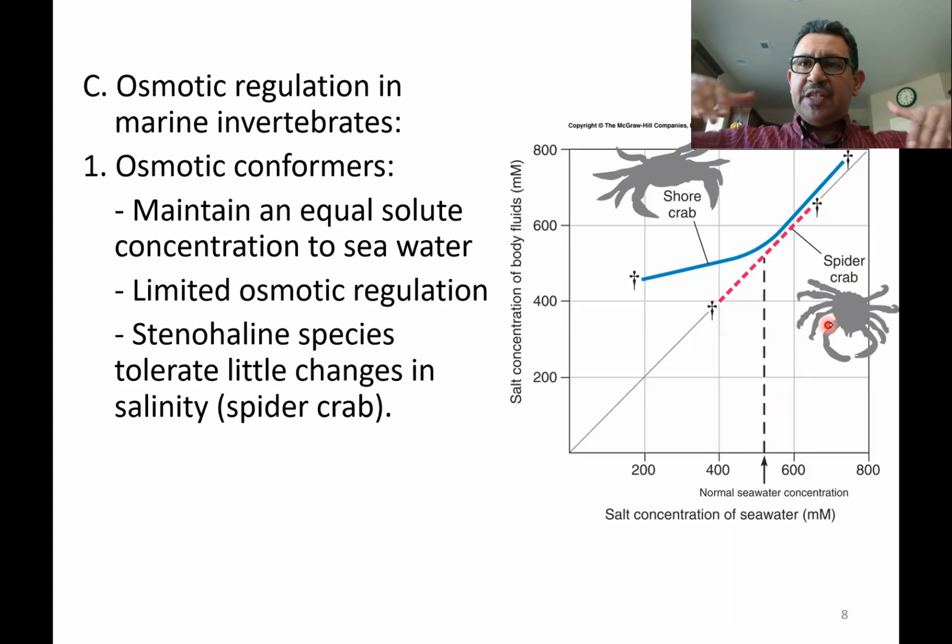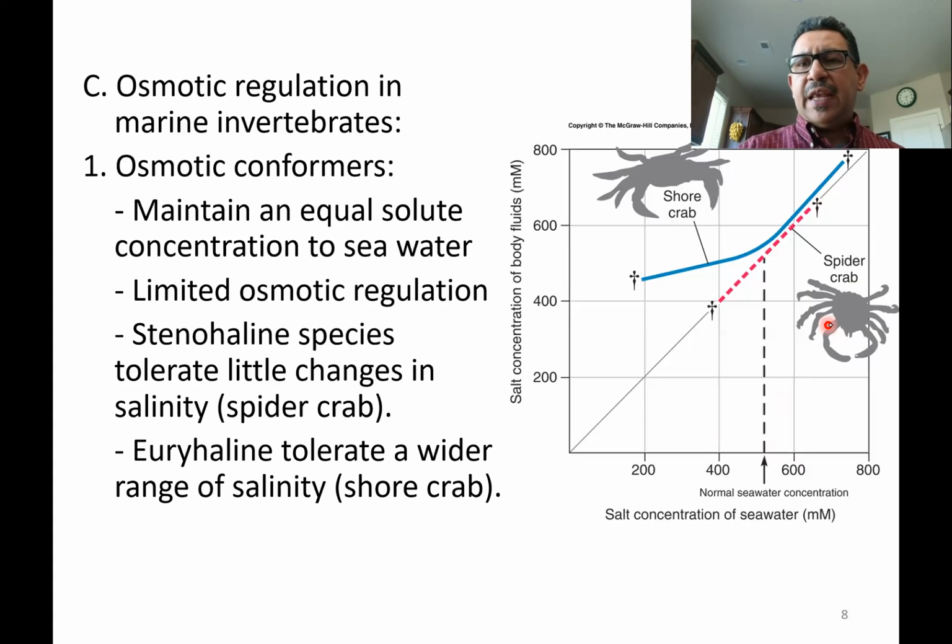These animals live deep in the ocean where there's going to be very little change in the concentration of salinity in the water, and so they don't have to worry about a dramatic change. In contrast, take a look at the shore crab. The shore crab lives at the edge of the ocean where land meets the ocean, and you can expect to see a greater degree of environments.